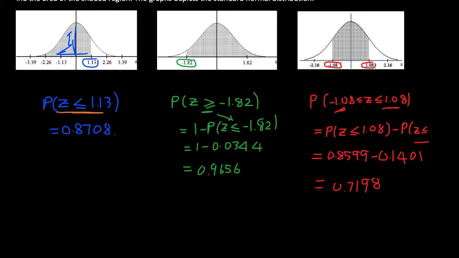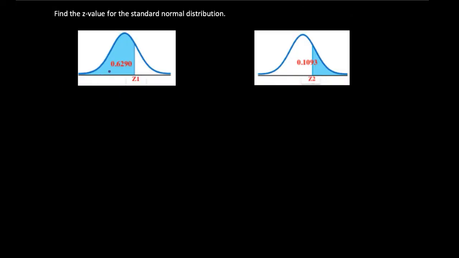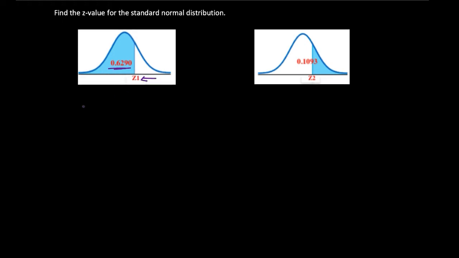Now you see the difference of these three. First, less than or equal. Next, greater than or equal. The last one, both less than and greater than signs. Now, area is given and we need to find the z value. In this problem, the area is 0.6290 and we need to find the z1 value.